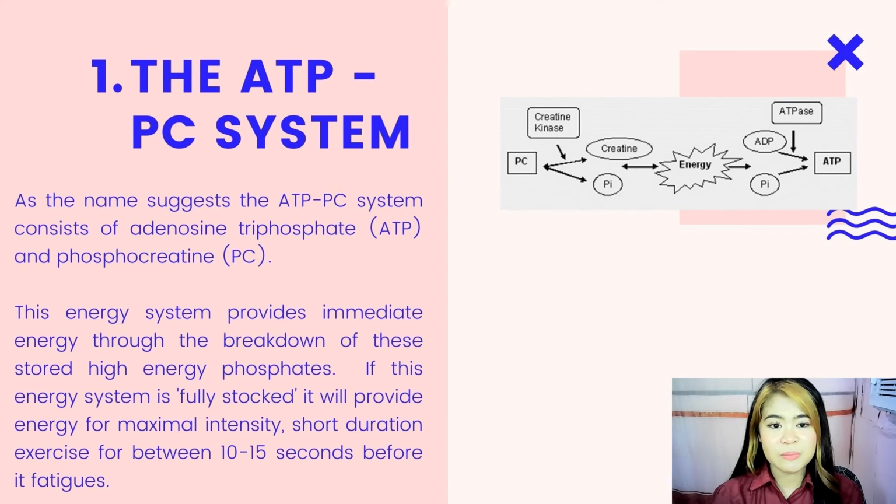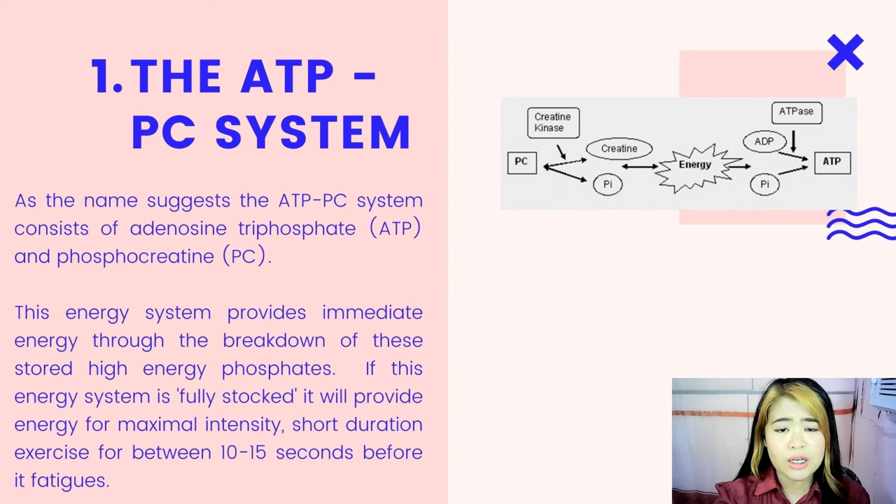So after hearing from Sir Genesis the discussion about ATP, let us now proceed with the ATP-PC energy system. As the name suggests, the ATP-PC system consists of adenosine triphosphate and phosphocreatine. Phosphocreatine is a phosphate ester of creatine found in vertebrate muscle, where it serves to store phosphates to provide energy for muscular contraction. This energy system provides immediate energy through the breakdown of these stored high-energy phosphates. If this energy system is fully stocked, it will provide energy for maximal intensity, short duration exercise for between 10 to 15 seconds before it fatigues.